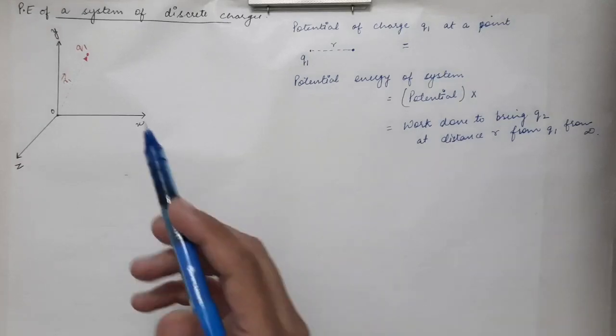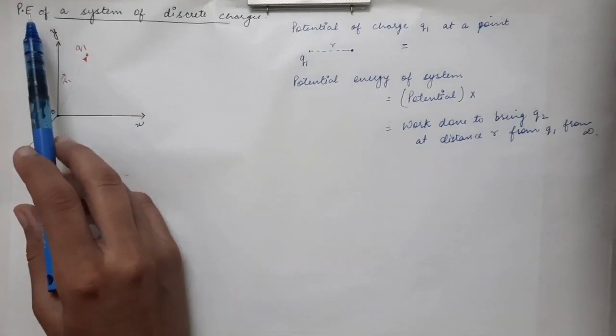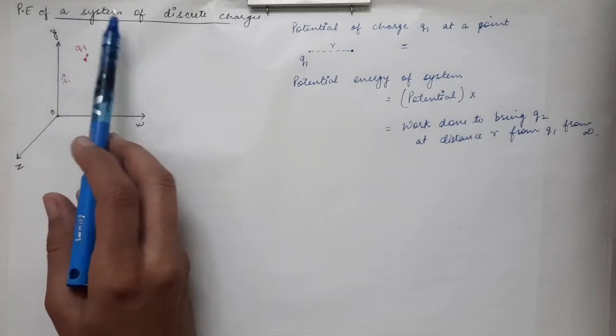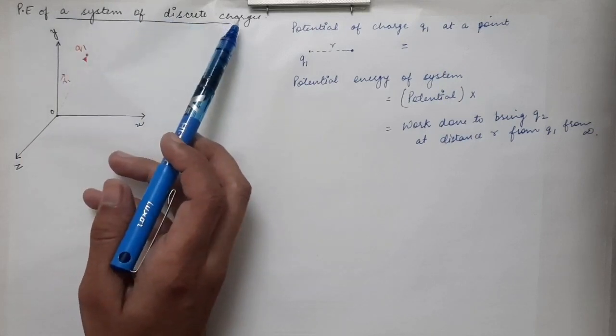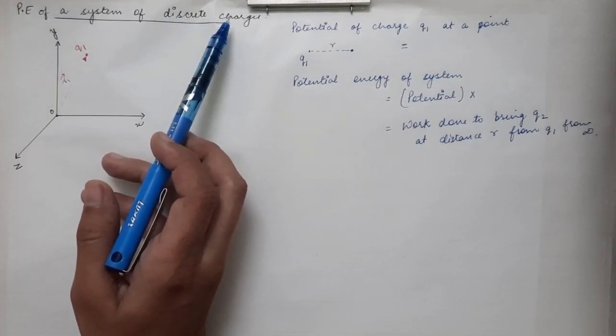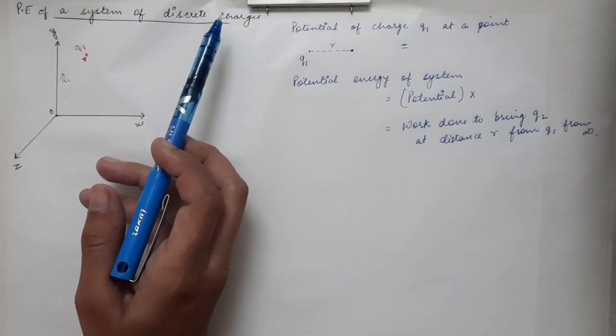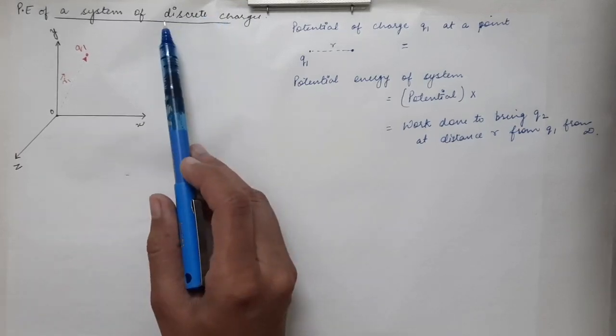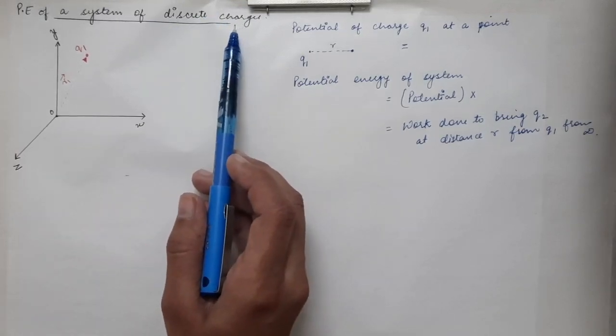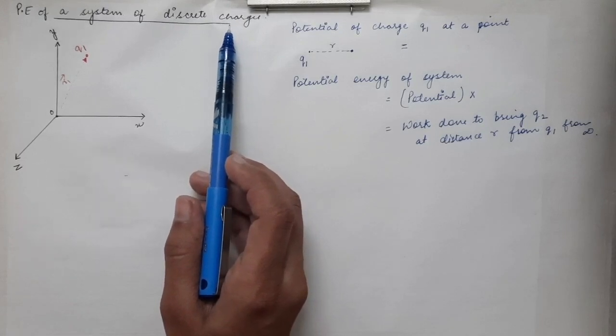In this lecture, we are going to start with the potential energy of a system of discrete charges. So in this article, we are going to find how much energy is stored in a set of charges which are placed at a particular distance from one another.